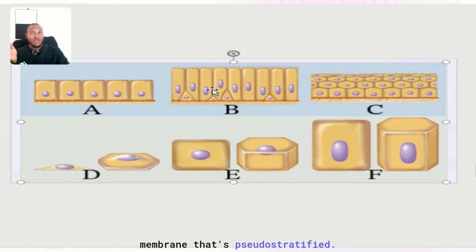That's pseudo-stratified. Now, this is in classification in terms of shapes. This is squamous, very flat. This is what? This is cuboidal, or cube, or cup. Then this is columnar, column. So you should be able to identify this.